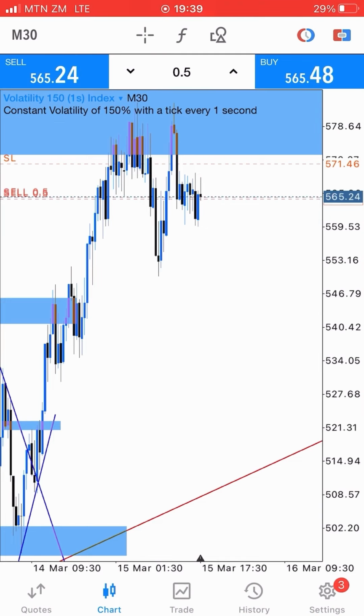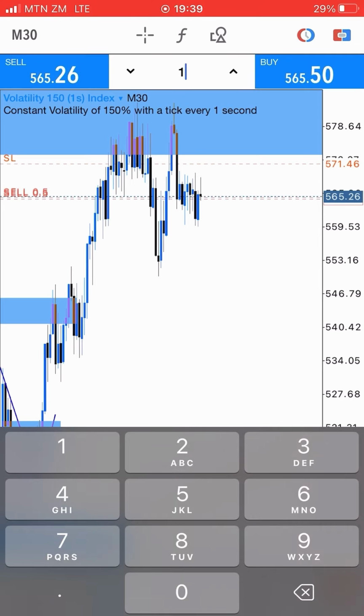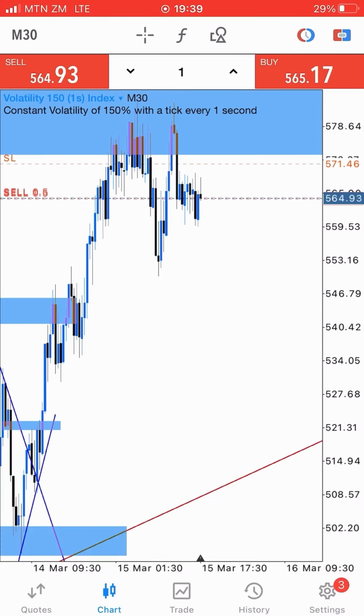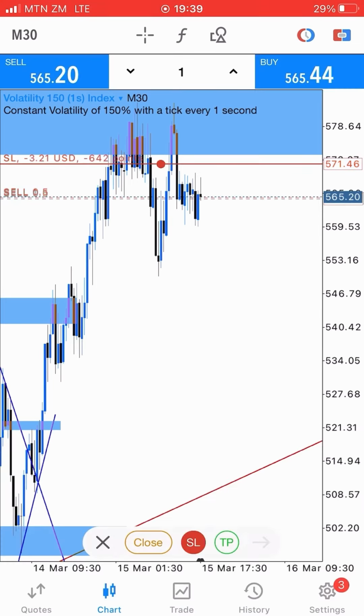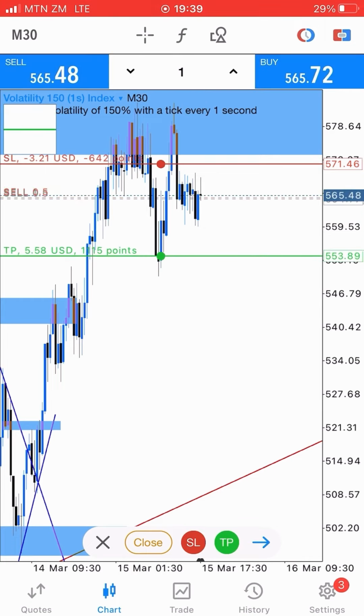Okay, as you can see in the background, I've already found another setup on VIX 15 1s. What I'm seeing here is a sell, so let me enter my sells, and then I'll give you a quick breakdown of why I'm entering these sells, right?